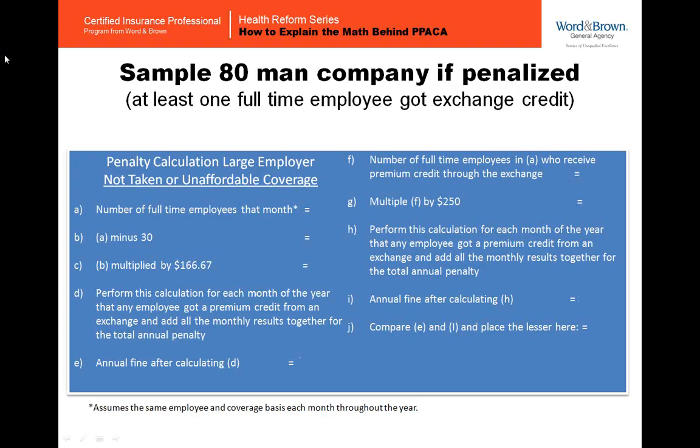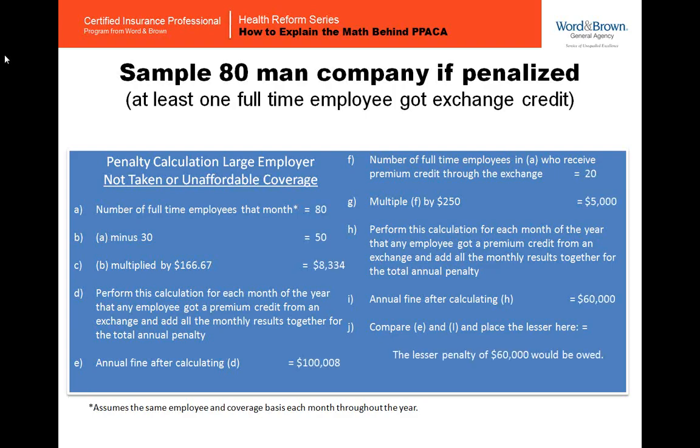But what if it was something other than not offering coverage? What if, as this chart shows, the penalty was because somebody didn't take the coverage that he offered and went to the exchange, or somebody didn't take it because it was not affordable and he went to the exchange? We'll test the affordability issue later. In that case, what you've got is the either-or. Either he's going to pay at the rate of $2,000 or at the rate of $3,000.